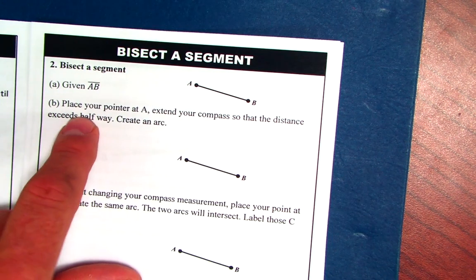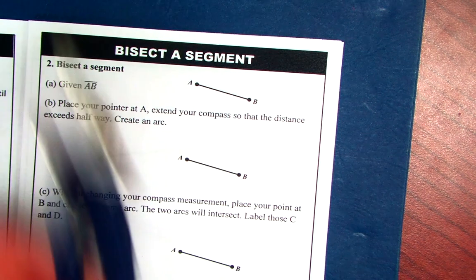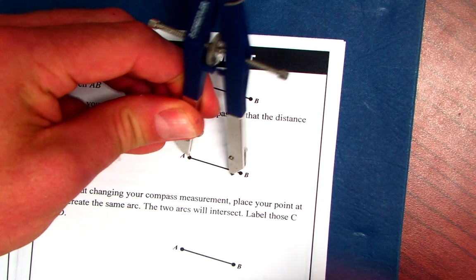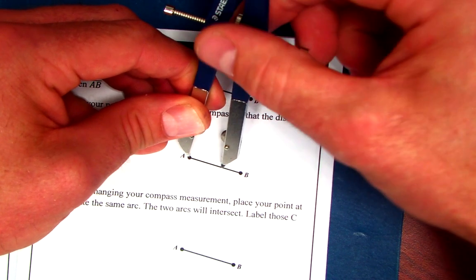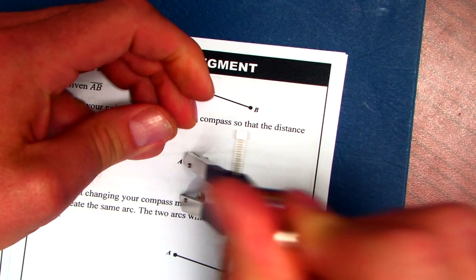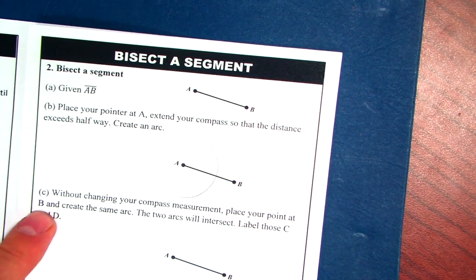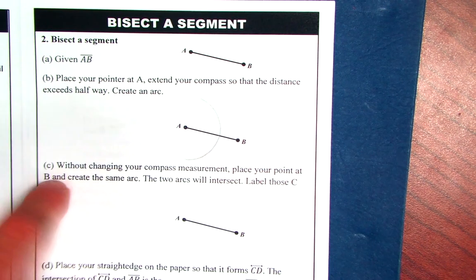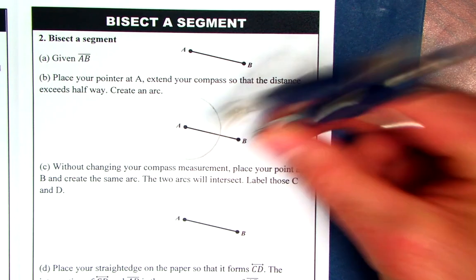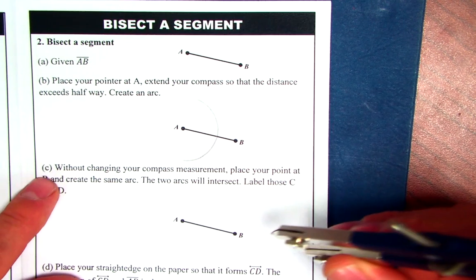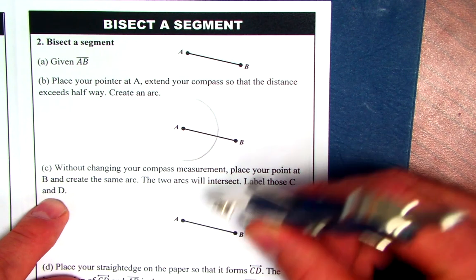So you're going to place your pointer at A so that the distance exceeds halfway and you're going to make an arc. Okay, so all you have to do is open up your compass to be more than half the distance. As long as it's more than half the distance, you're going to create an arc. That's step one. I'm showing you step two, but again, you're always going to do it on the same diagram. I'm just showing you in steps. So without changing your compass, place your pointer at B and create the same arc.